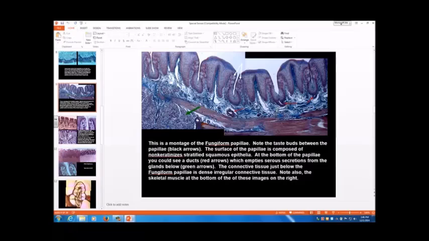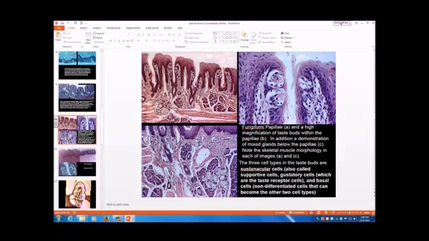But anyway, so here's the taste buds. This is a montage, two images stuck together. Here's skeletal muscle. Okay. Here is fungiform papillae with taste buds. Okay. Here's a duct. Here's the salivary glands. Okay. And more of the same thing. You saw this image on the previous page, didn't you? Here's a duct going in there.